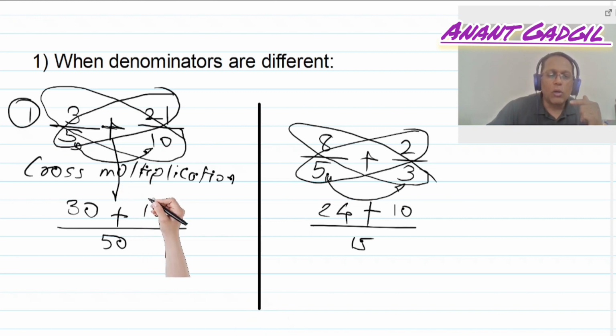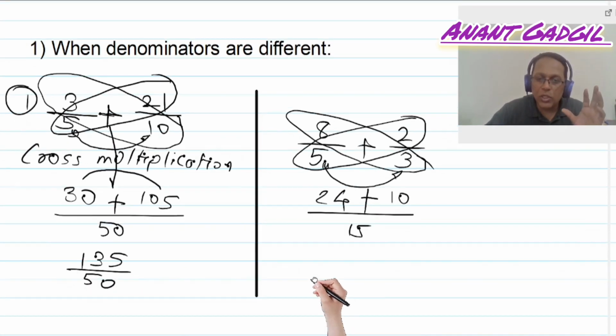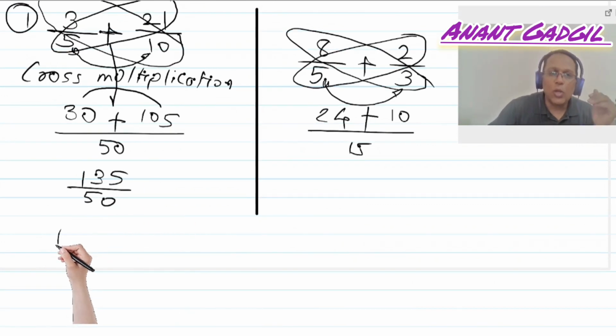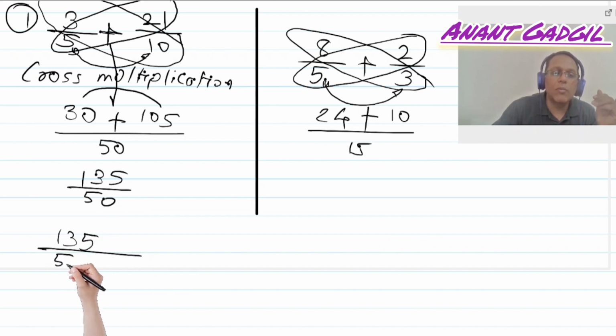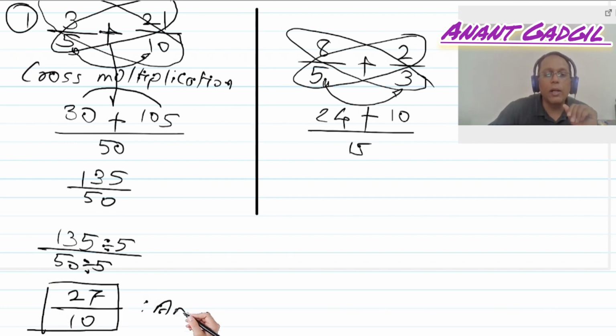Okay. So now solving the first question, continuing with it. What will we get? 105 plus 30 will be 135 divided by 50. Now see, this is not our final answer as these numbers are divisible further. So I am going to divide both of these numbers by 5. Sorry. When I divide by 5, what will I get in the denominator? It will be 10, and in the numerator, 27. Now 27 and 10 are not divisible further by any same number. So that means this is our final answer, students.